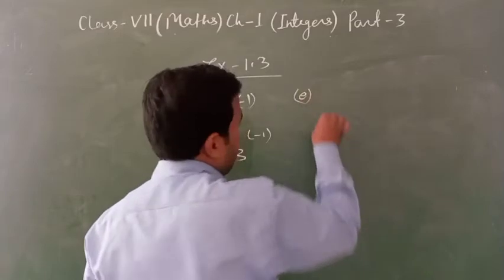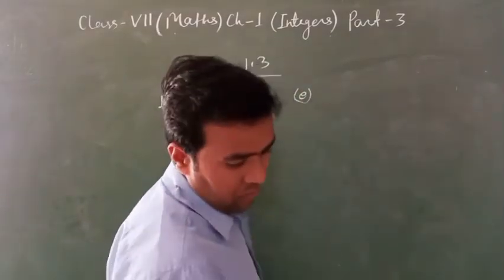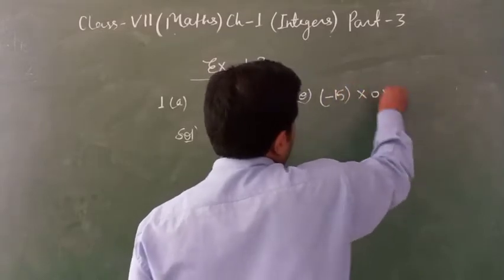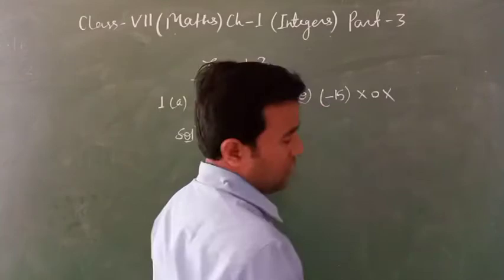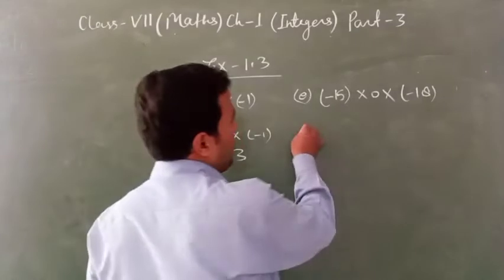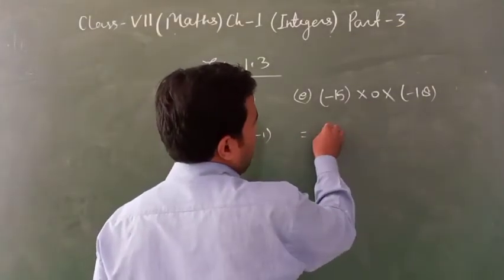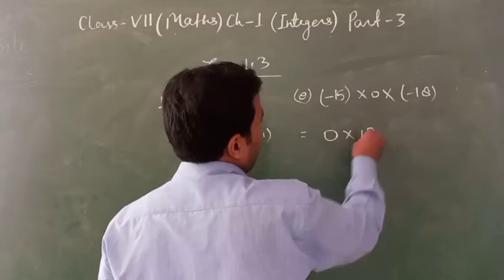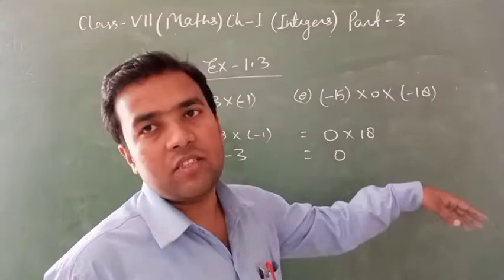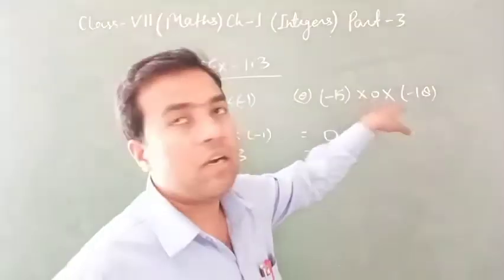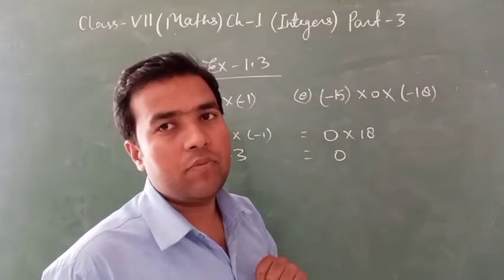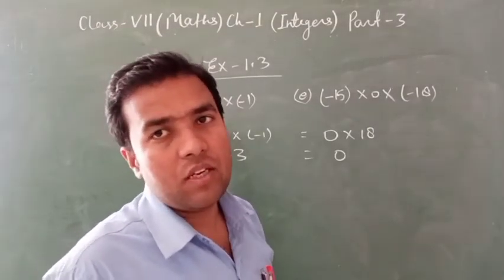Next, minus 15 into 0 into minus 18. Clear? To find the product: 15 into 0, 0 into 18, is 0. See, if there are many numbers with multiply signs and between them there is a 0, if you find the product you will get 0. Clear?